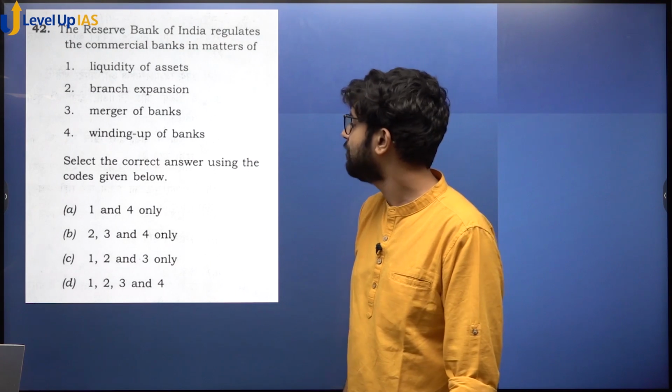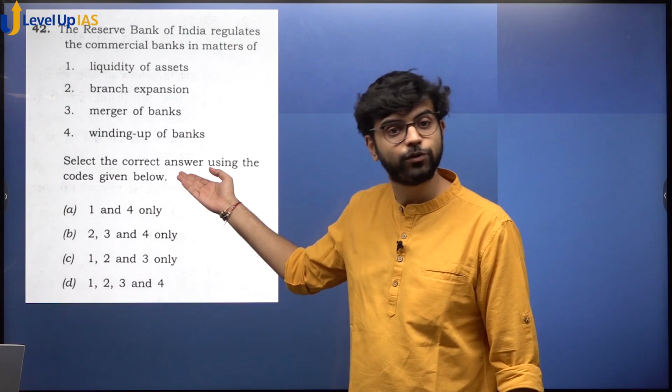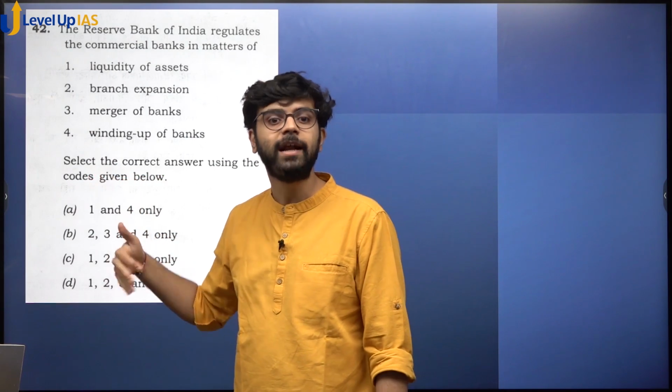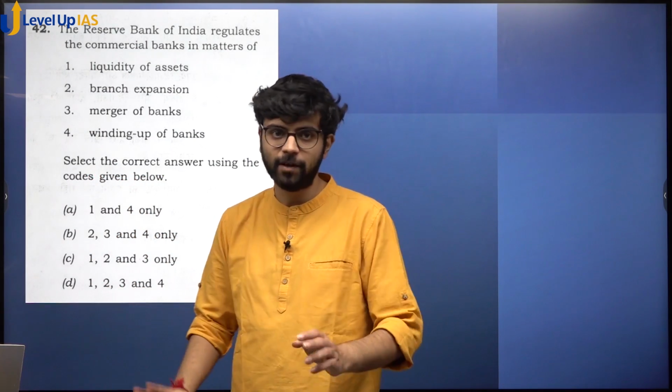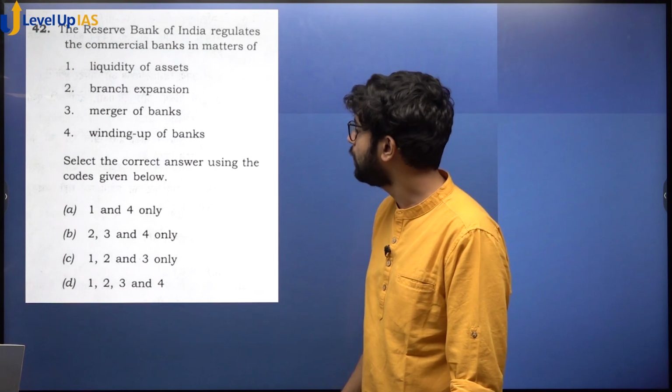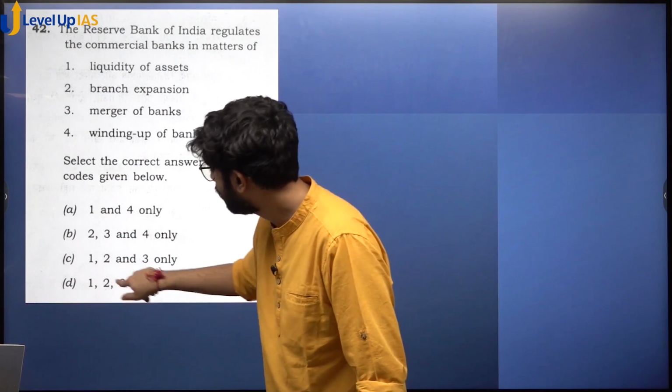Liquidity of assets and winding up of banks. If there is winding up of banks, RBI will definitely be involved. Winding up means the bank is closing operations, so RBI will be involved. So 4 is there, 2, 3, 4 is there. So now, 2 3 4 or 1 2 3 4.